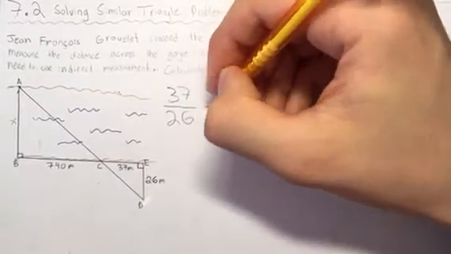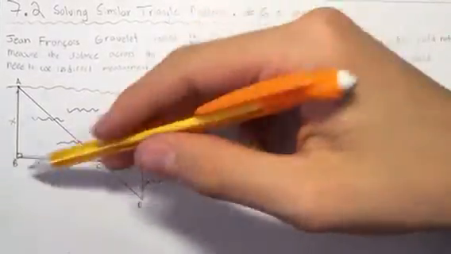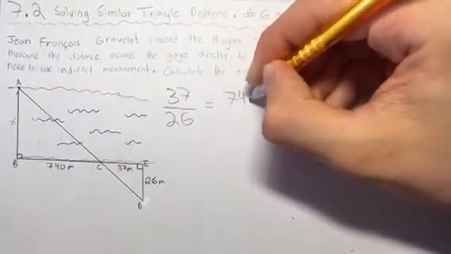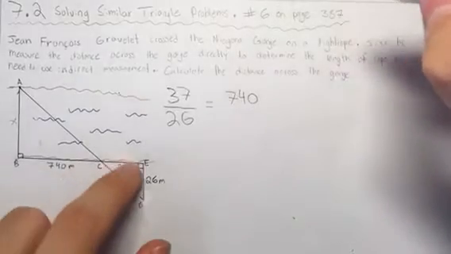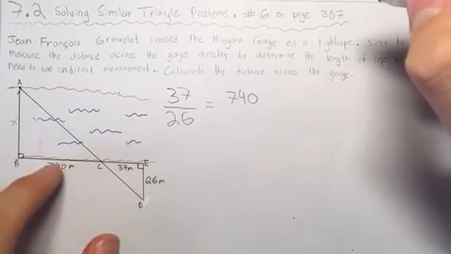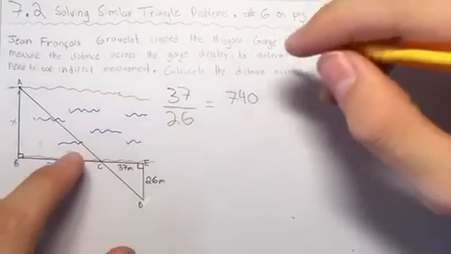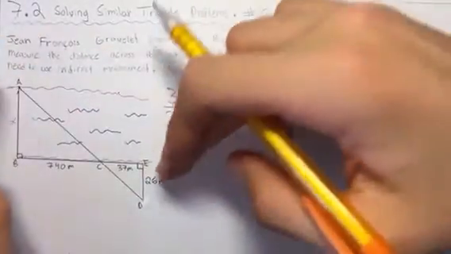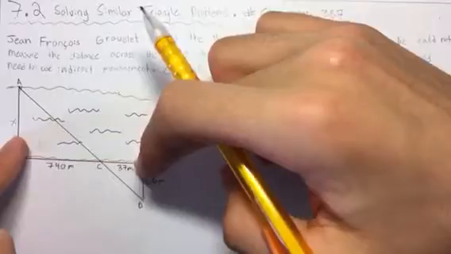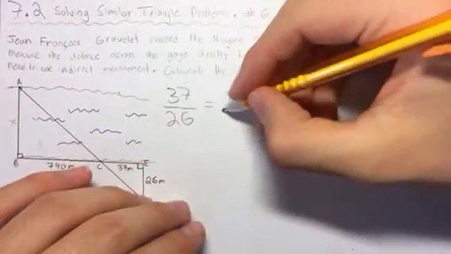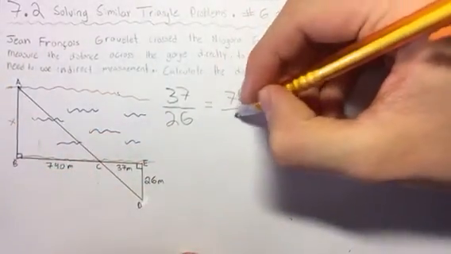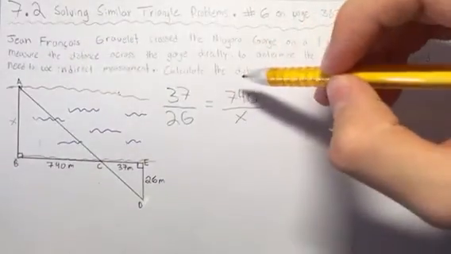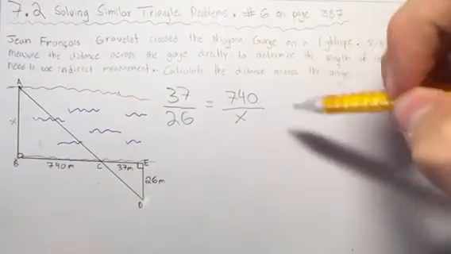Is equal to, and then use the bottom side for this one too. We have to keep the same sides on the same side of the fraction. So if we want to use this bottom side right here on both the triangles as numerators, we have to keep them both as the numerators, and we're using these sides as the denominators, so we have to keep those as the denominators. We can't switch it around. So we're going to get ratios like that. So 37 over 26 and 740 over x.